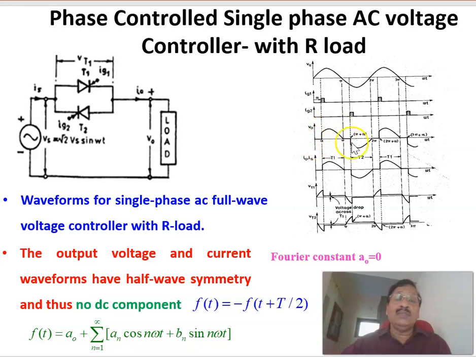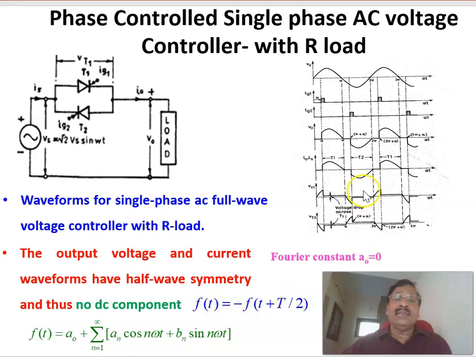If this has got a half-wave symmetry, if you do the Fourier analysis, f(t) equals A naught plus sigma n equal to 1 to infinity of an cos n omega t plus bn sin n omega t. In that one, the constant A naught corresponds to the DC component, or the average value of this waveform. Since both halves are equal, the average value equals 0, so the constant A naught will become 0. It is the DC value or average value of the waveform, and that is equal to 0.